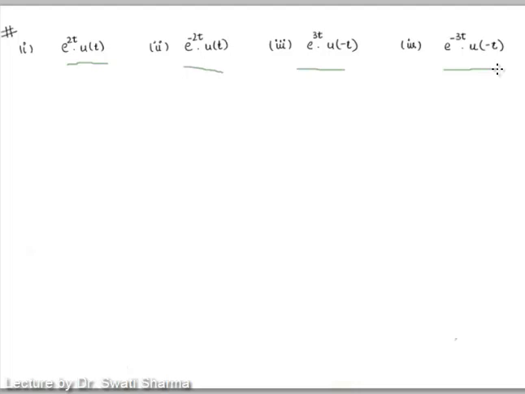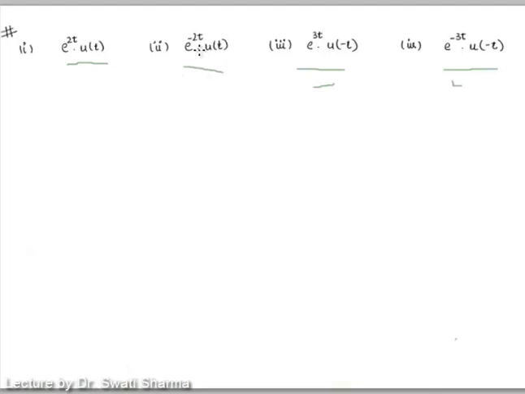Now you can very easily draw the graph. Now I'll talk about all the 4 possibilities parallelly. So for e to the power 2t, this is going to be a rising exponential, this is going to be a decaying exponential, then a rising exponential and a decaying exponential. And this, when multiplied by u of t, will be reduced so that only the positive time axis part will be obtained, and the negative time axis would be reduced to 0.